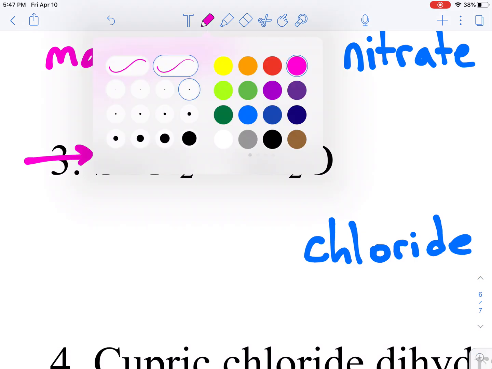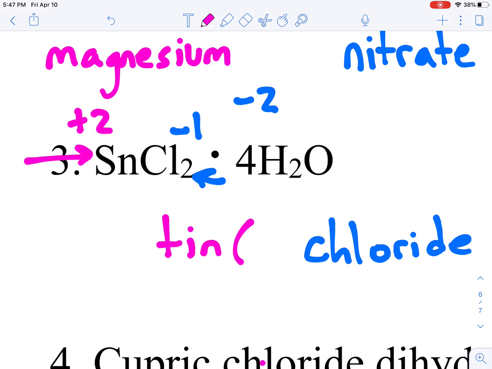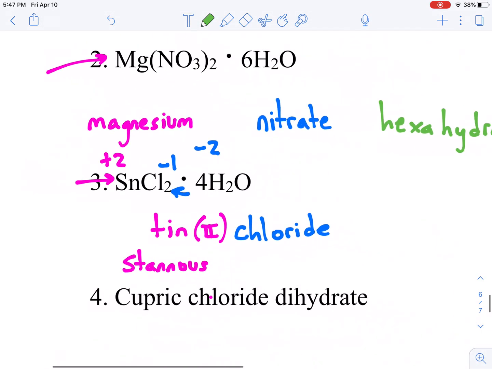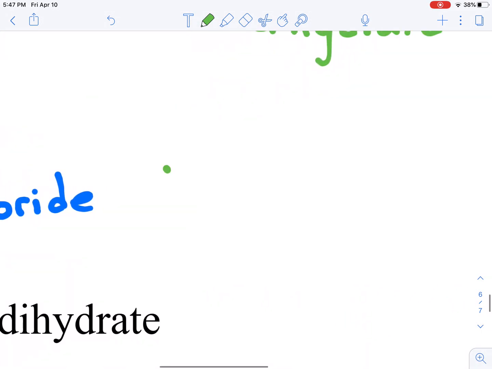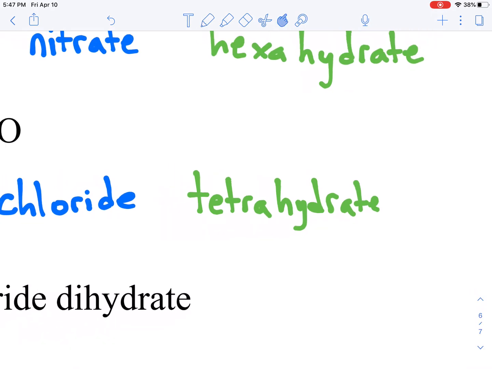So what is its charge? Look to your anion. The anion has a -1 charge, but there are 2 of them, so that means the total negative charge here is -2, which means the total positive charge must be +2. So that means we could either call this thing tin-2 chloride, or we could call it stannous chloride. Either one works, and then we come over to our hydrate. 4 has a prefix, which is tetra, and then we put in the hydrate.